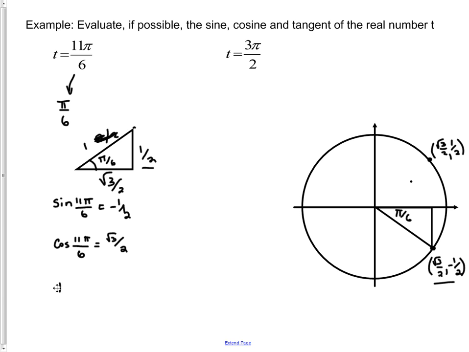And so the tangent of 11 pi over 6 is going to be the ratio of those two things. We're going to have negative 1/2 divided by positive root 3 over 2, and that becomes negative 1 over root 3, or if we rewrite it correctly, negative root 3 over 3. And that's what we were looking for.